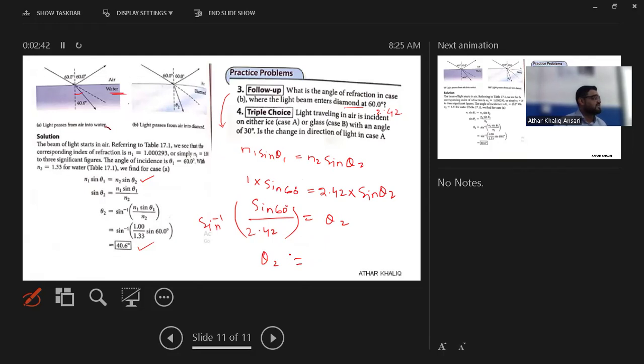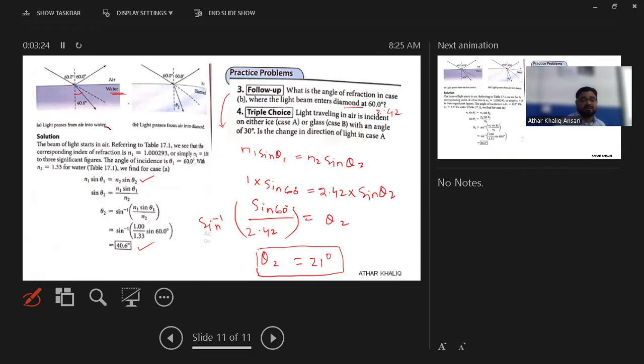Can you please check if you have a calculator? So shift sine of sine 60 over 2.42. 20.96. I can approximate to 21. So 21 degrees will be theta 2. So this is all about Snell's law. This will be given. This is the refractive index of the diamond. Water is 1.33, diamond is 2.42, glass is 1.5, air is 1.